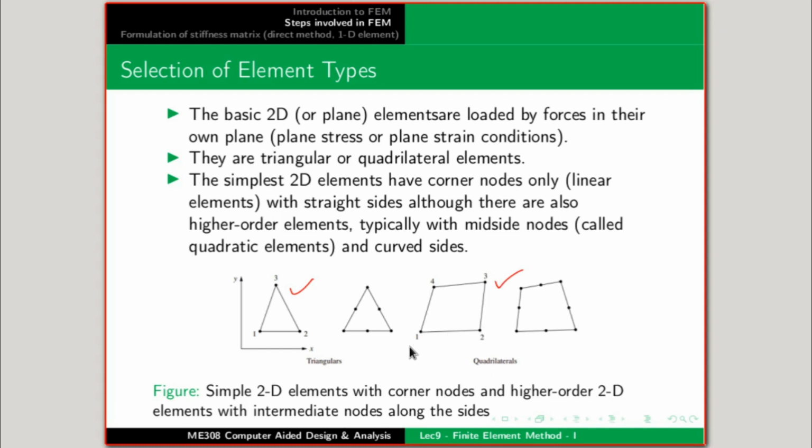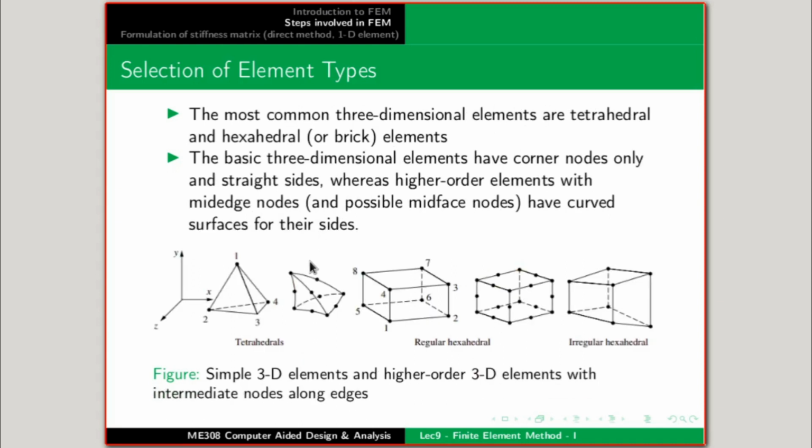Higher order elements are typically with mid-side nodes. So we have a side node. This is a higher order element or a quadratic element. So it has a side node. It has 3 additional side nodes. Then sometimes this side may be curved also. Similarly, for quadrilateral higher order elements we also have mid-side nodes, and it can have curved edges also. The most common 3D elements are tetrahedral or hexahedral elements.